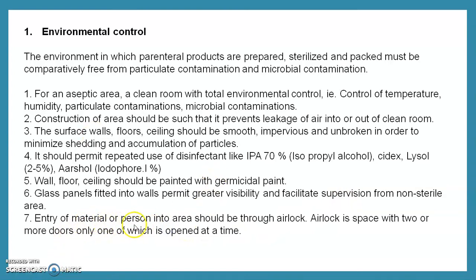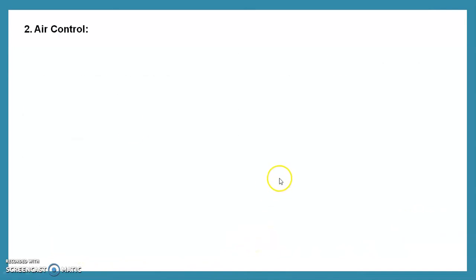Then entry of material or a person into the area should be through an airlock. Airlock is a space with two or more doors, only one of which can be opened at one time. Then air control.